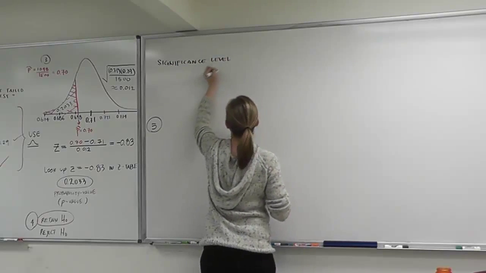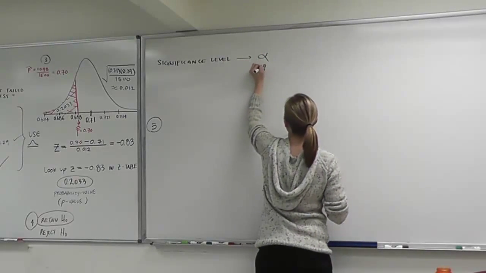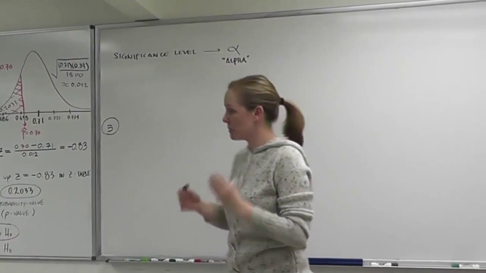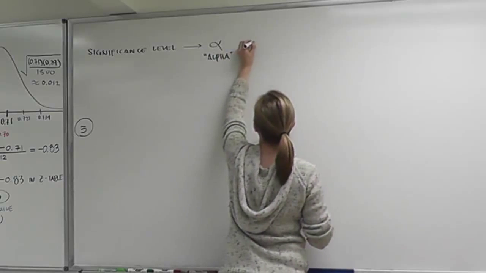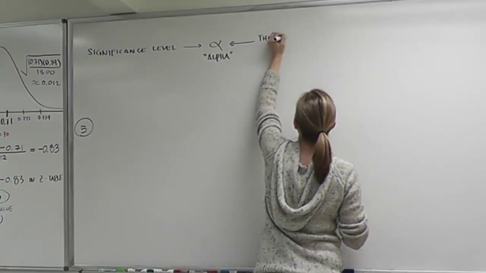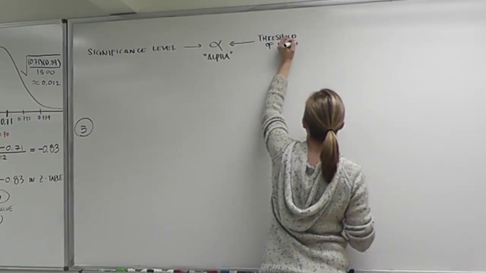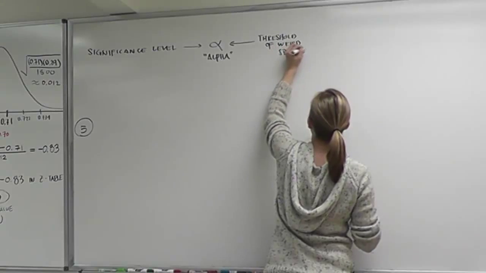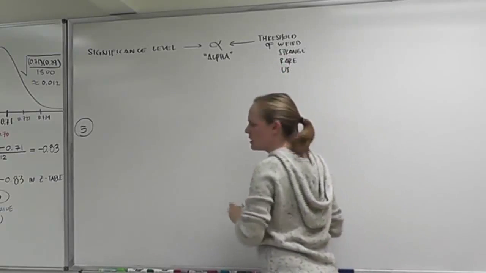The significance level is called alpha, a little a in the Greek alphabet. He actually wears several roles in this process, but in this one, alpha is what I call my threshold of weird, or strange, or rare, or unusual. You get where I'm going with this?